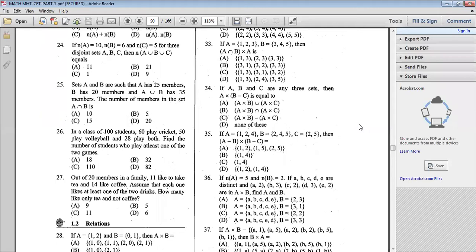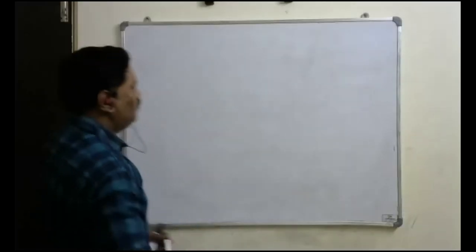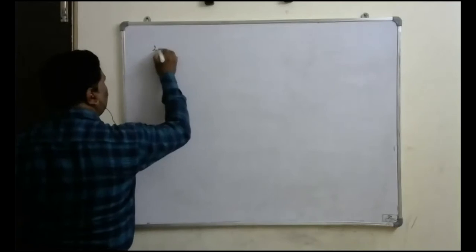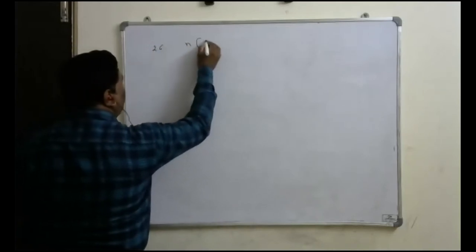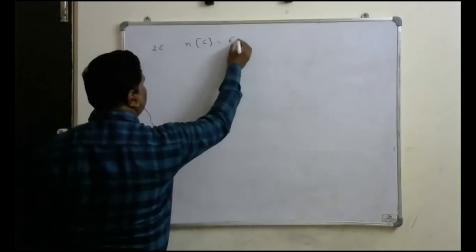In a class of 100 students, 60 students play cricket, 50 students play volleyball, and 28 students play both. Find the number of students who play at least one of the two games. Just observe this. In a class, there are 100 players. In that, let the number of students who play cricket be 60.